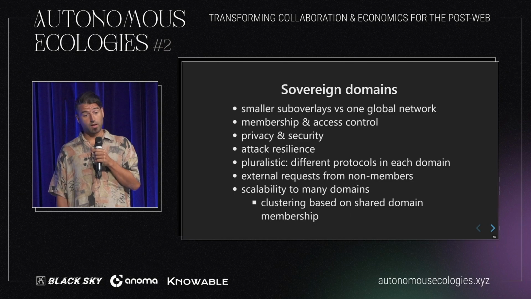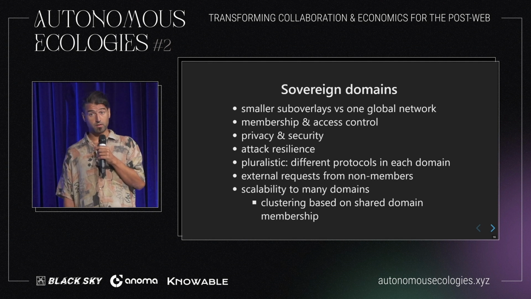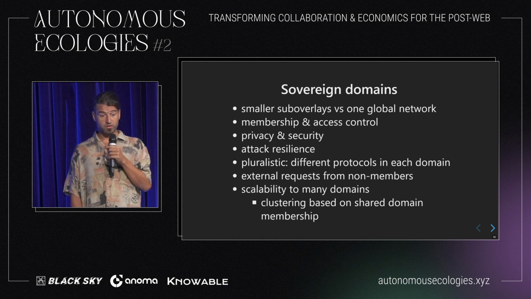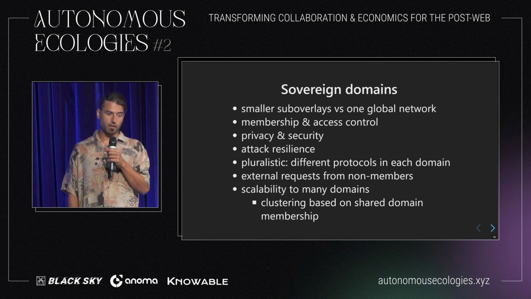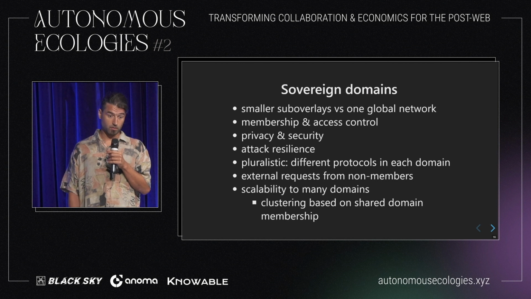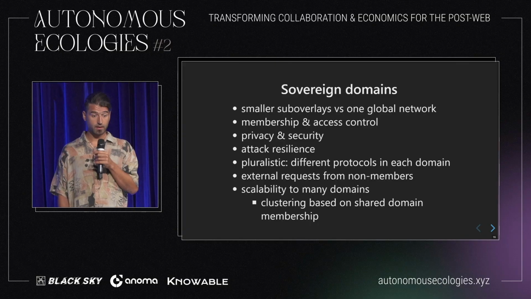So this also allows a pluralistic design where different protocols can run in different domains while they can still interoperate by sending external requests from members. Then certain domain members can reply with a certain piece of data that is destined to be shared with authorized external parties. And an important factor in designing such overlays is how we scale these to many domains.